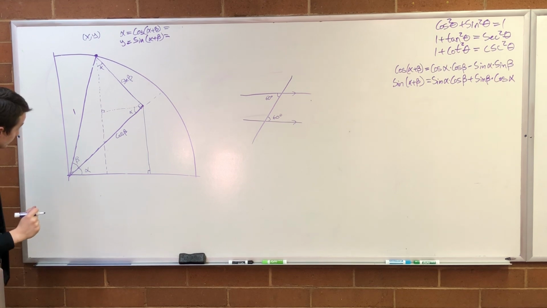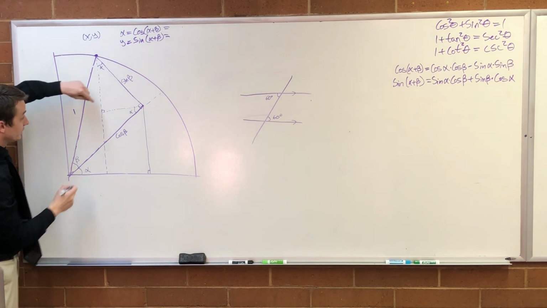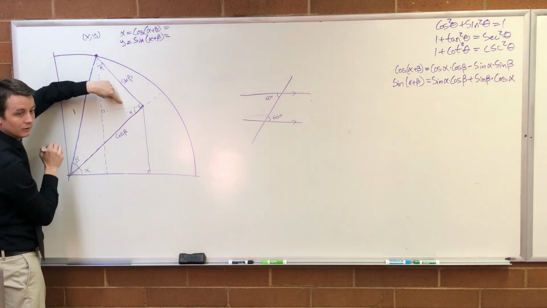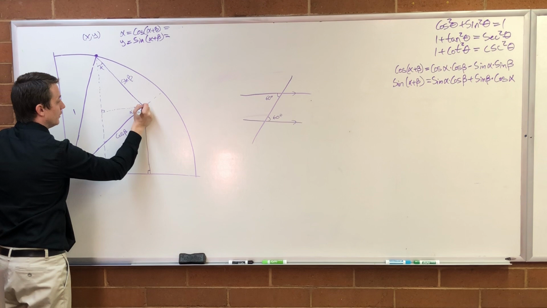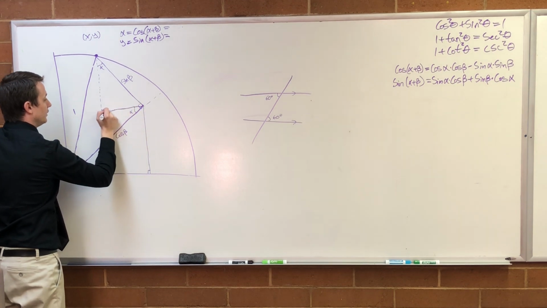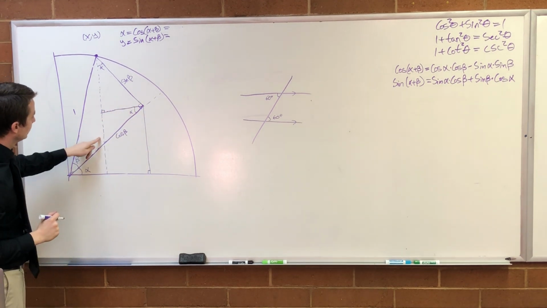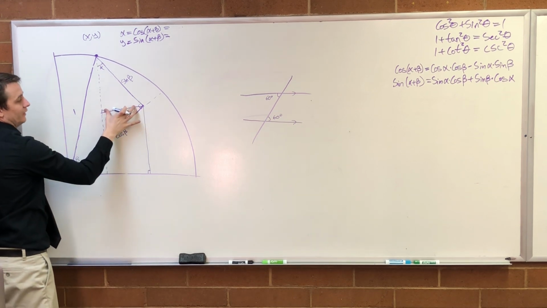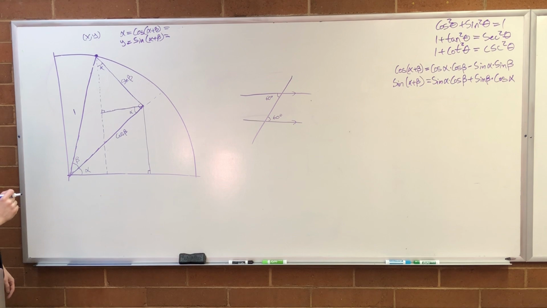Let's see now. Looking at this small triangle right here, I need to find the length of this side. I don't think I care about the length of this side, but I do need to find this length right here. So what's this length right here? Cosine of alpha. Or do I have that wrong?